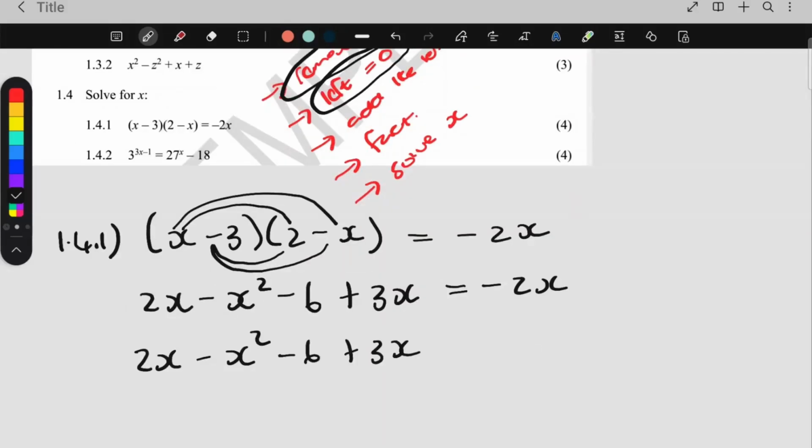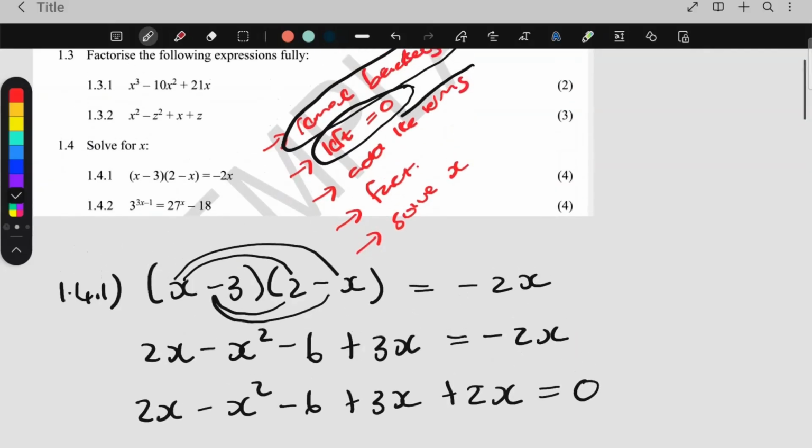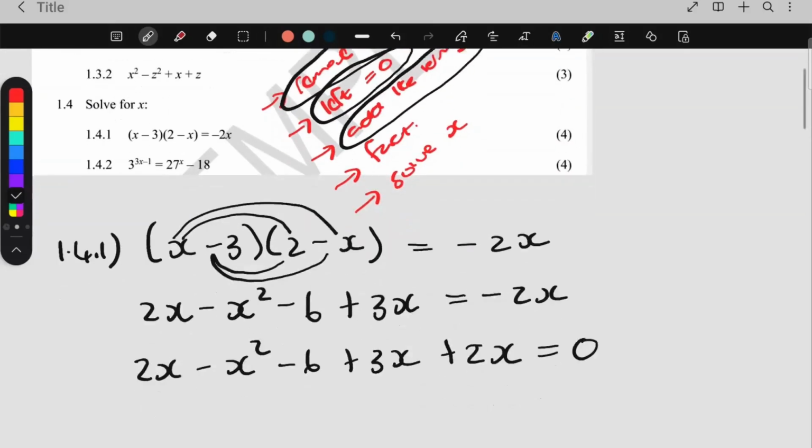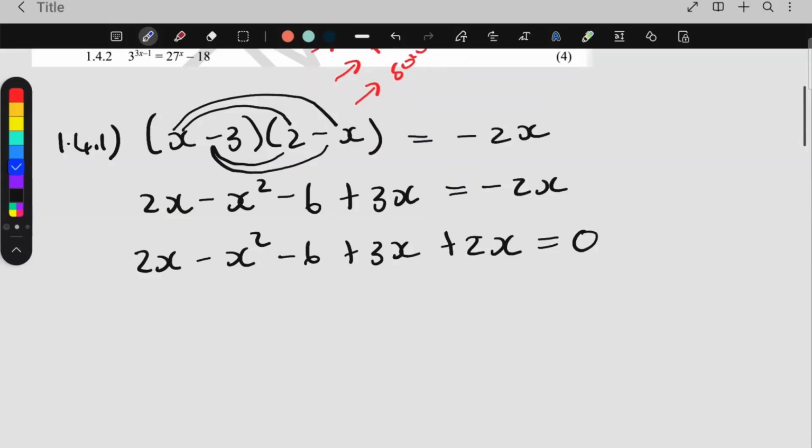And now I'm just bringing this over. So a negative 2x becomes a positive 2x, and I make it equal to 0. Okay, before I factorize, let's quickly add the like terms. So let's highlight the like terms.